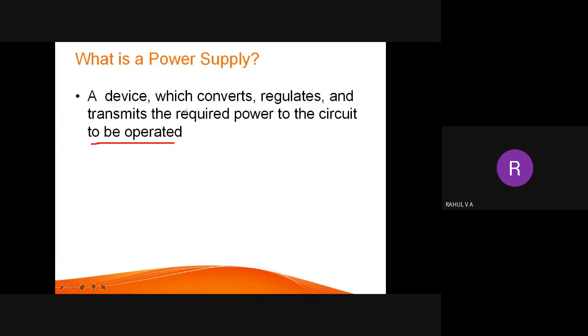So sometimes, why this word conversion? I am speaking about a general power supply. Sometimes you need AC supply, so sometimes you will be converting AC to AC. Sometimes you will be converting AC to DC. Sometimes DC to AC. And sometimes even DC to DC will be converted.